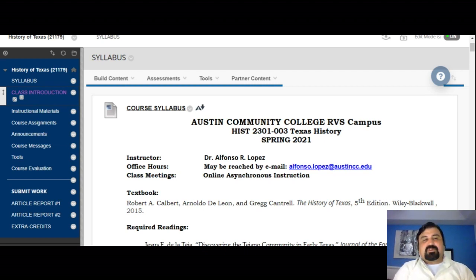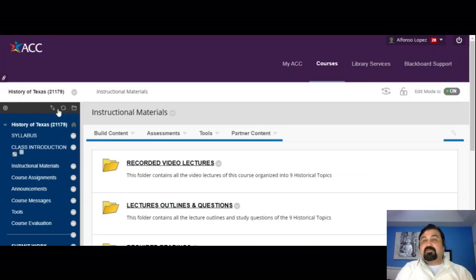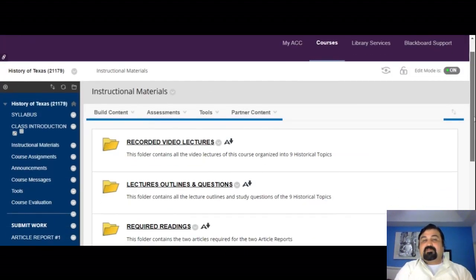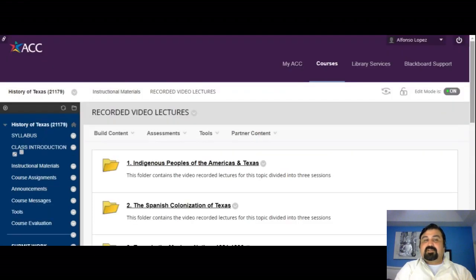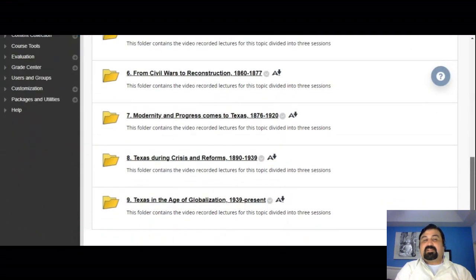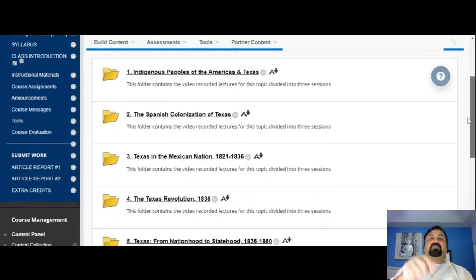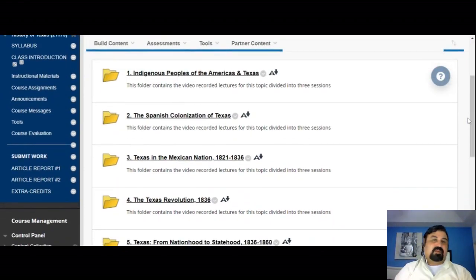And again, instructional materials. The instructional materials are going to be folders for the video lectures. You see a folder that says recorded video lectures. This is the place where I'll be posting the recorded video lectures. There's going to be 9 folders, each folder representing each of the topics, and each folder is going to have 3 videos. Okay, just as I explained.